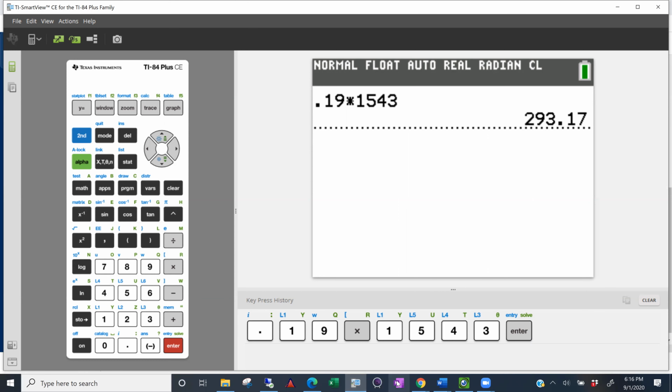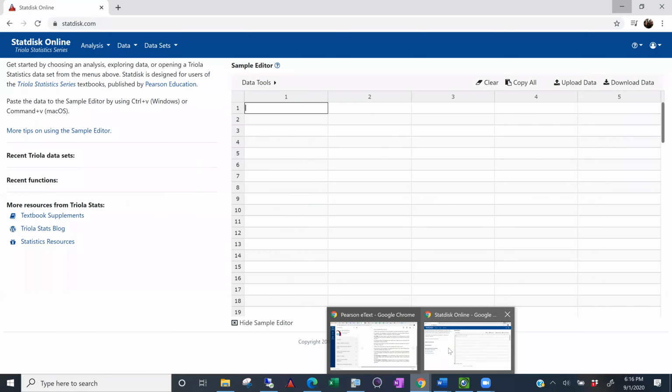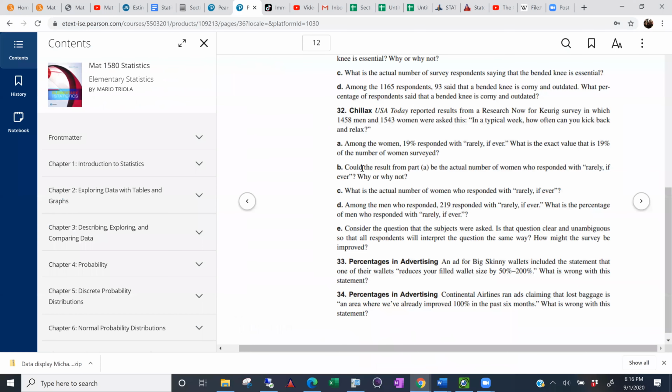But there's a couple more parts to this, so let's swing back here. Could the results from part A be the actual number of women who responded with rarely, if ever? Why or why not? Could you have 293.17 women that said, yeah, rarely, if ever, chillax during the week? No, it's a decimal. Perfect. Thank you. It's a decimal. Just not going to happen. You can't have a fraction of a woman responding yes or no to a poll like this. They have to be whole numbers.